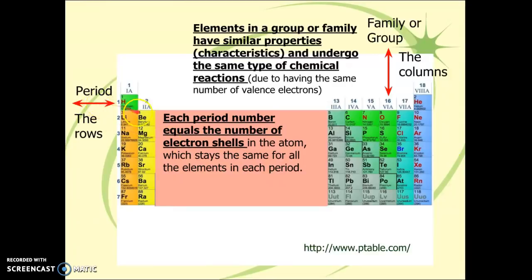And also, before I move on, periods. Periods go across the table. Each period number equals the number of electron shells in the atom, which stays the same for all the elements in each period. Right, so this would just have one electron shell. These have 2, 3, 4, 5, 6, and 7. Right, so this is the number of shells that surround the actual atom.